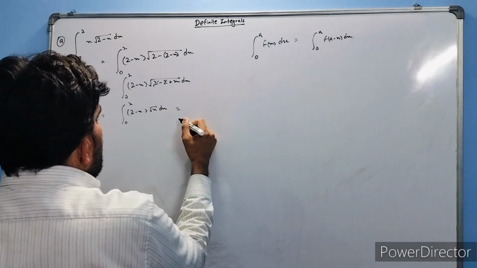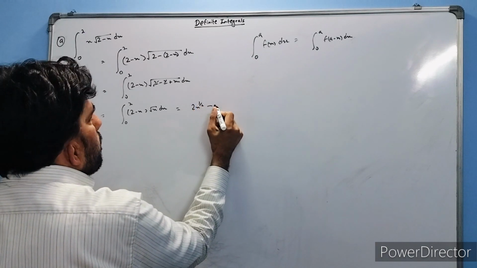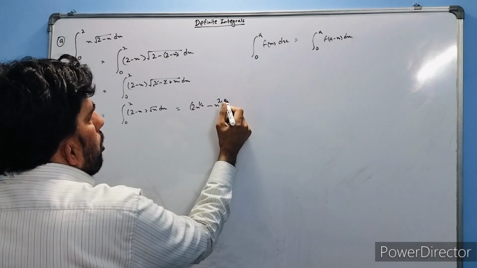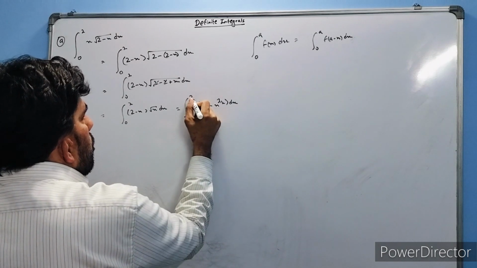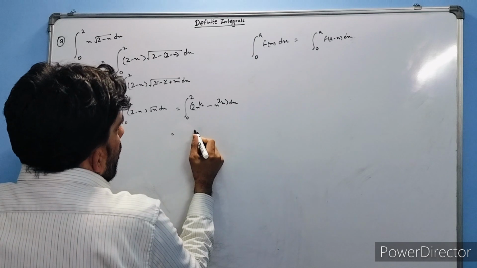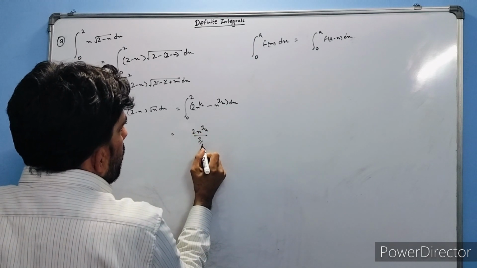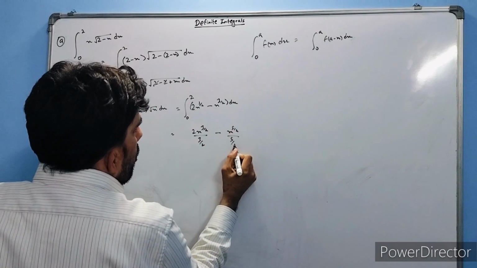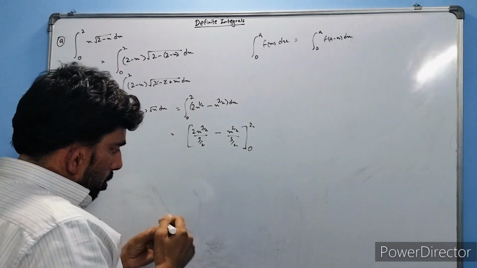So now what I will get here: 2x to the power half minus x to the power half plus 1, that is 3 by 2, dx, 0 to 2. Let us integrate. So now I got here 1 plus 2 into x^(3/2) upon 3 by 2 minus x^(5/2) upon 5 by 2. So now I got 0.